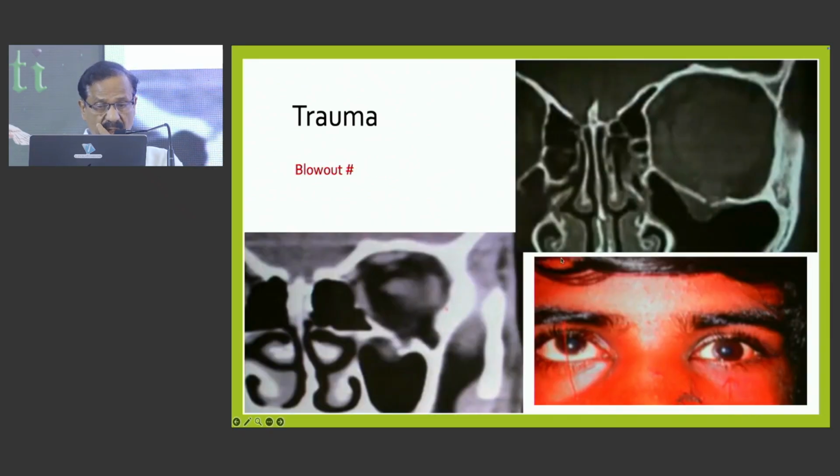Blowout fracture. Fracture of the orbital wall with maintained orbital margins. The orbital contents can be herniated out into the maxillary sinus. This patient had an orbital floor fracture with the inferior rectus muscle entrapped, so that the upper gaze is lacking.